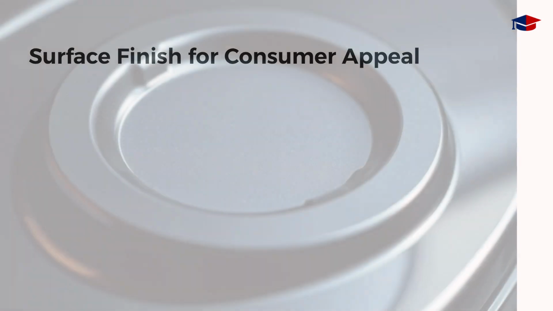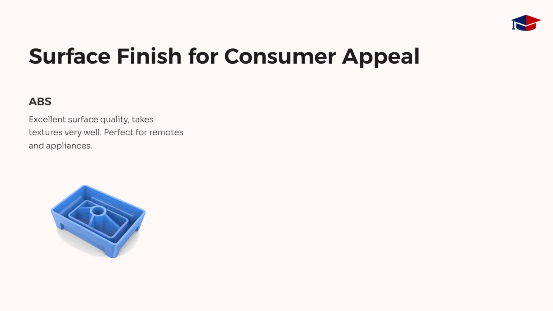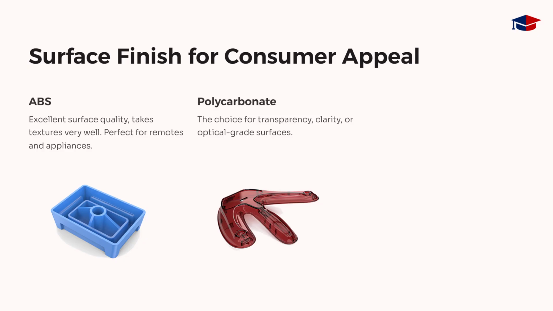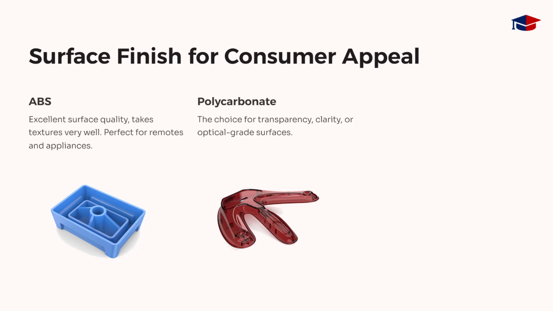The fourth factor is the surface finish of the part. This is especially important for consumer products where the look and feel matter. ABS provides excellent surface quality and takes textures very well. PC is the material of choice when you need transparency, clarity, or optical grade surfaces. PC ABS blends give that premium finish often used in electronics. Polypropylene is economical but doesn't always provide a high-end surface without additional treatment.